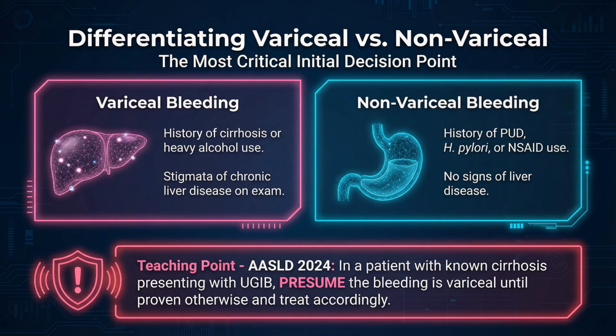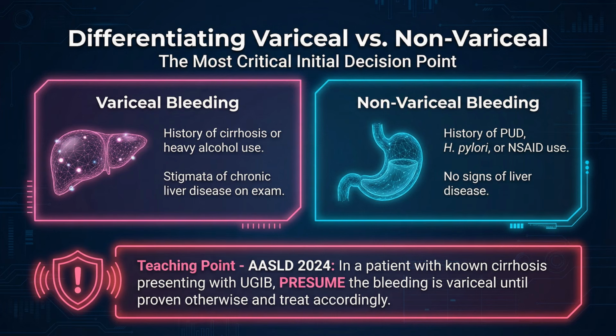This brings us to the most critical initial decision point in management: differentiating between variceal and non-variceal bleeding. The treatment pathways are very different. Clinical clues for variceal bleeding include a known history of cirrhosis or heavy alcohol use, and the presence of stigmata of chronic liver disease on exam. Clues for non-variceal bleeding include a history of peptic ulcer disease, H. pylori or NSAID use with no signs of liver disease.